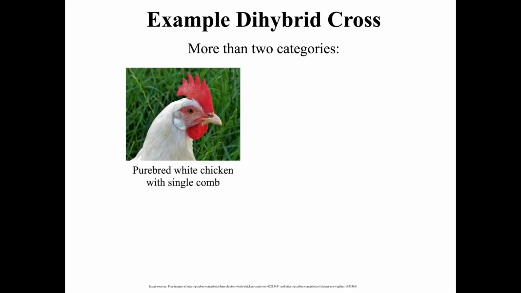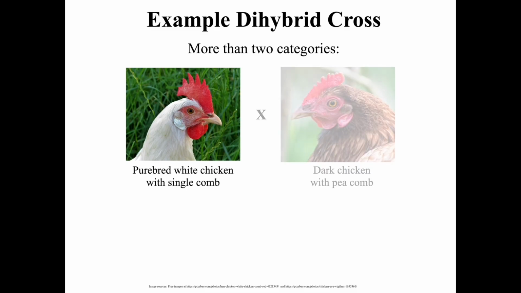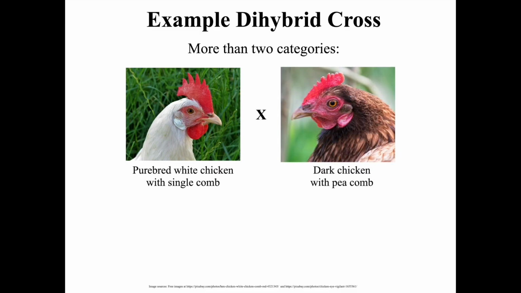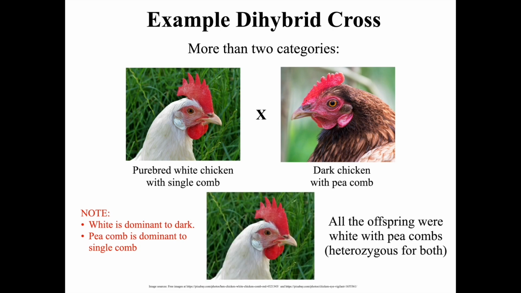So we have a purebred white chicken with a single comb versus a dark chicken with what's known as a P-comb. A note here for you is that white in terms of the feather colour is dominant to dark, and the P-comb, the shape on top, is dominant to a single comb. So when you cross these two, all of the offspring you will find are white with a P-comb, heterozygous for both traits. You can actually carry this out yourself on paper if you'd like to practice your dihybrid cross.